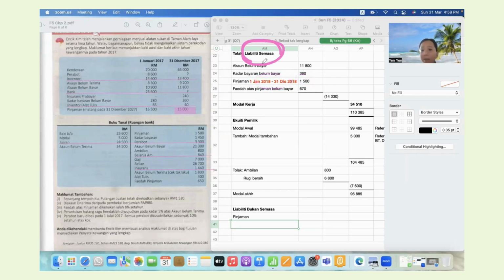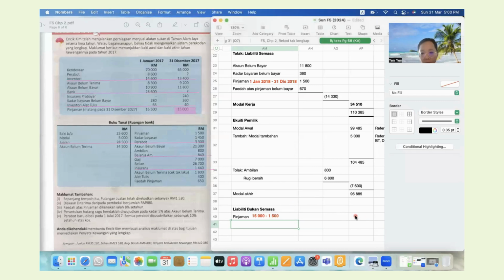So it is under liability semasa. Okay, so you see, on this date you owe 15,000, and you promise the bank you will pay 1,500 in the next 12 months. So which means the balance, 15,000, and then you promised 1,500 to be paid in the next 12 months.